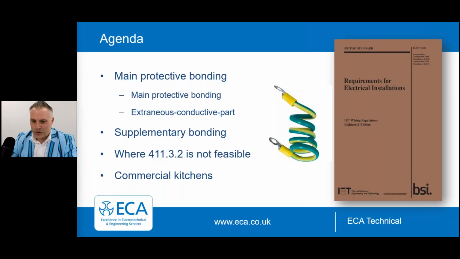So what we're going to talk about today is main protective bonding, so what it is and what an extraneous conductive part is. So we're going to set the scene with this today. We're going to go on to supplementary bonding, where earth loop fault impedance values are exceeded, so where regulation 411.3.2 is not feasible. So bonding can help there.